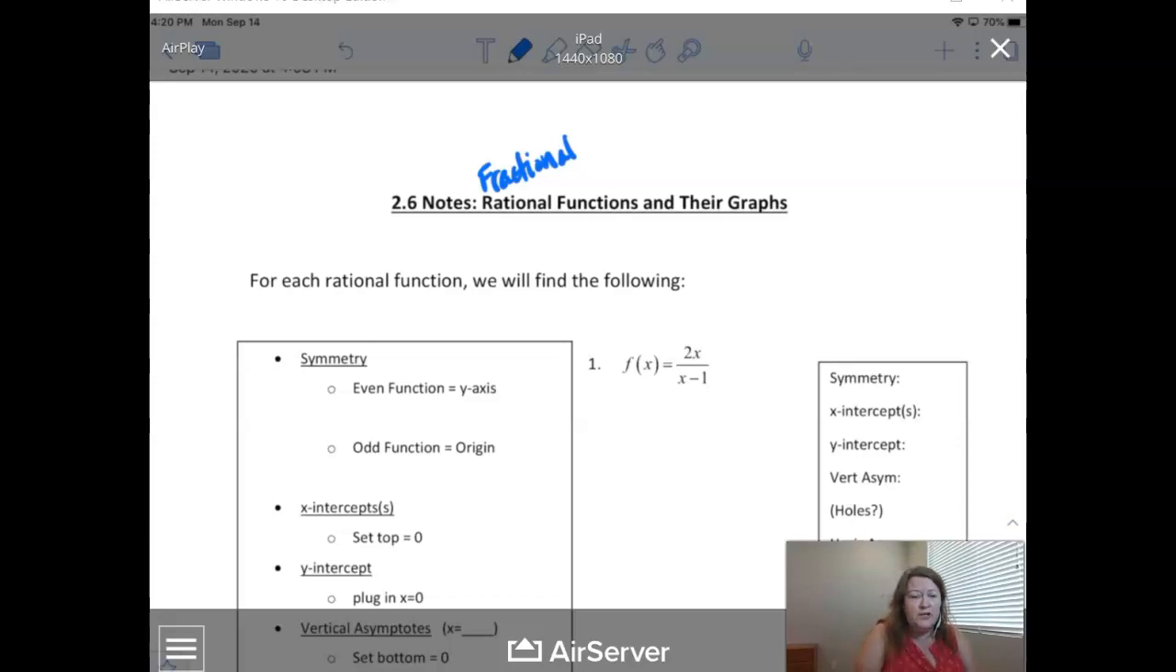All right, so we're going to go through a lot of the same things we did with polynomials and quadrilaterals in terms of trying to graph them. And so we're going to go through a few of these. So the first one is symmetry. Now remember, there are 3 different ways to do symmetry.